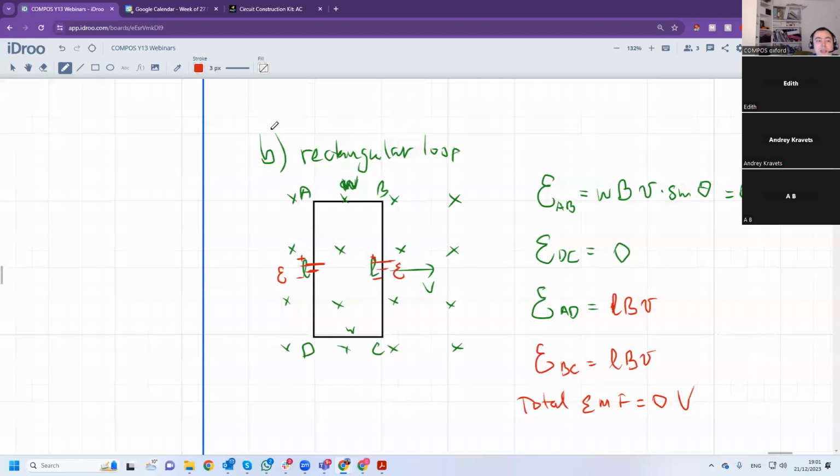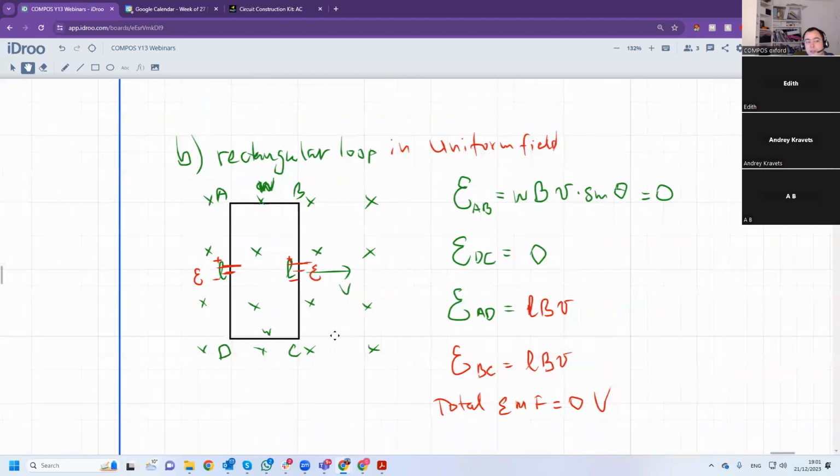So if you have a rectangular loop in a uniform field, there will be 0 total EMF in the loop. There will be no EMF. There's no current in the coil.